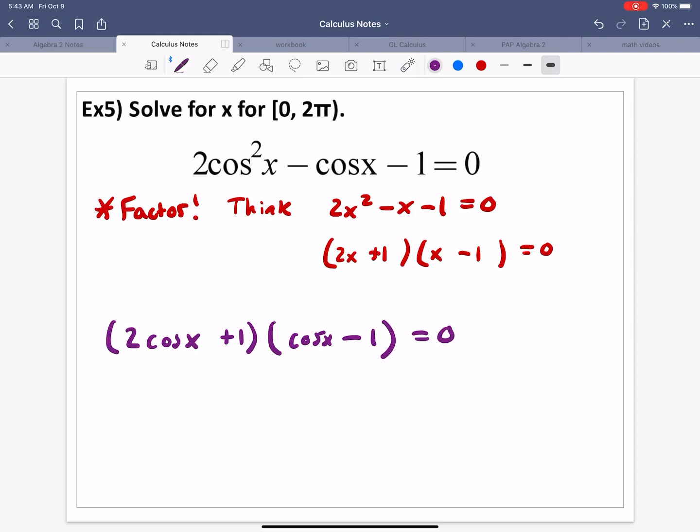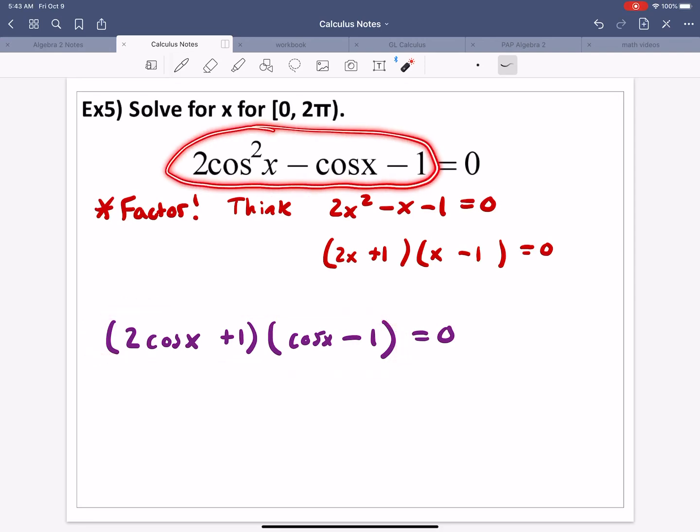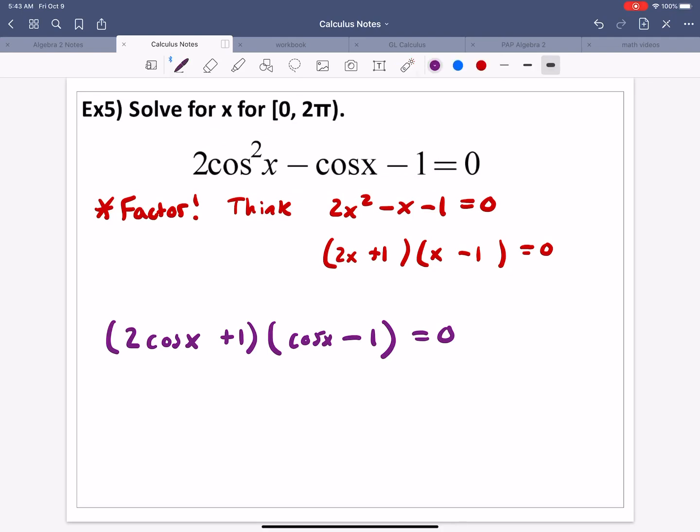Some of you might need to pause that right there and either listen to that explanation again or just take a second, pause, and in the quietness of your own house or room or wherever you are, think about what just happened. We factored that trinomial just like we factor normal trinomials, but instead of just using x, the variable here is cosine x. And if you don't believe me, FOIL it out, and I guarantee you, you're going to get this. Now once you have it factored, you set each factor equal to 0. So 2 cosine x plus 1 equals 0, and then cosine x minus 1 equals 0.